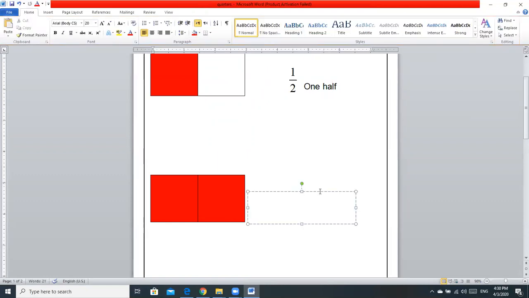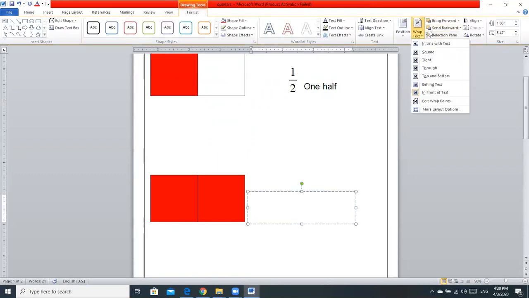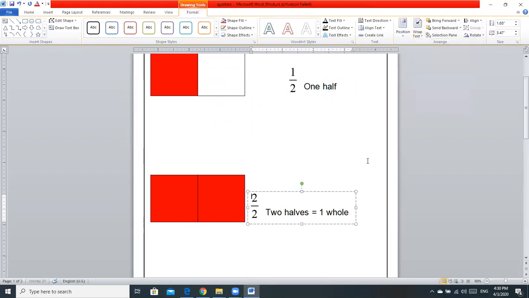Let's look here. I eat two parts from the two. I cut my chocolate into two parts. I eat two of them. I eat all of it. So I eat two halves. Two halves means what? One whole.